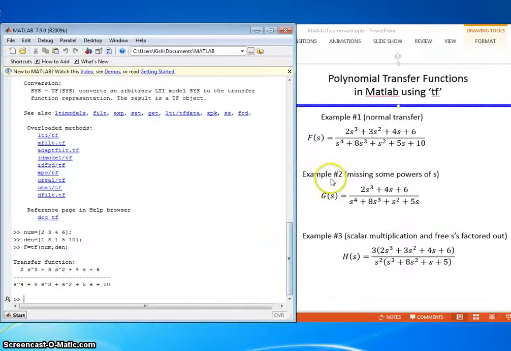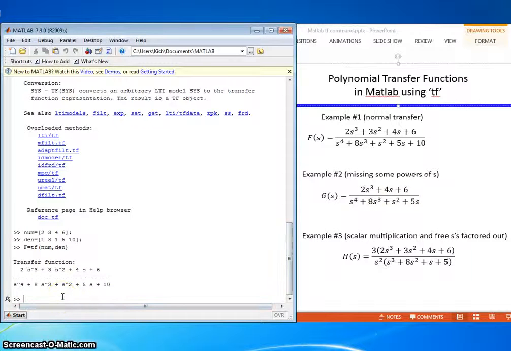Let's go after the second example where we're going to be missing some of the powers of s. In this case we have 2s cubed but no s squared term. And on the denominator we have s to the fourth, third, squared, and s, but no s to the 0 term. Like here we had a constant 10. We're missing an s to the 0 term. How do you do that in Matlab? You have to account for all powers of s.